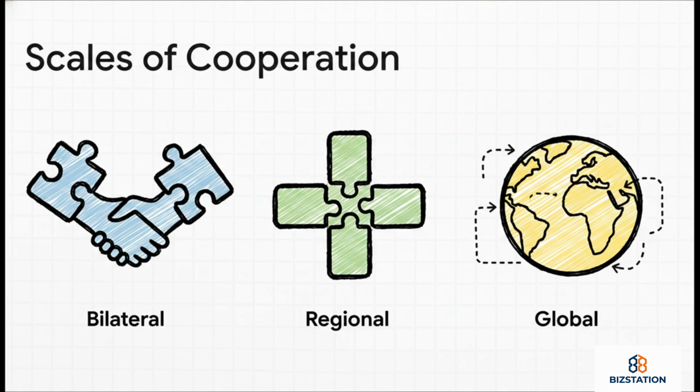Now, this whole teaming up thing doesn't just happen one way. You can really think about it on three different scales. The simplest is bilateral. That's just a one-on-one deal between two countries. Then you can zoom out to regional cooperation. This is where a bunch of countries in the same neighborhood, like in Europe, get together. And then there's the big one, global cooperation, where you have massive organizations like the World Trade Organization trying to set the rules for basically the entire planet.